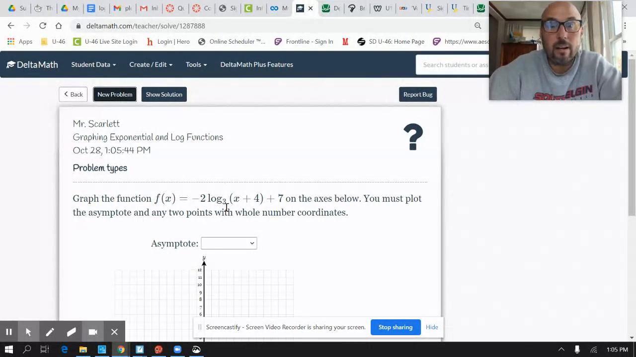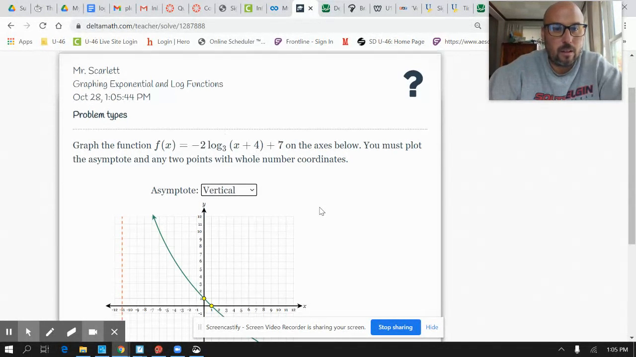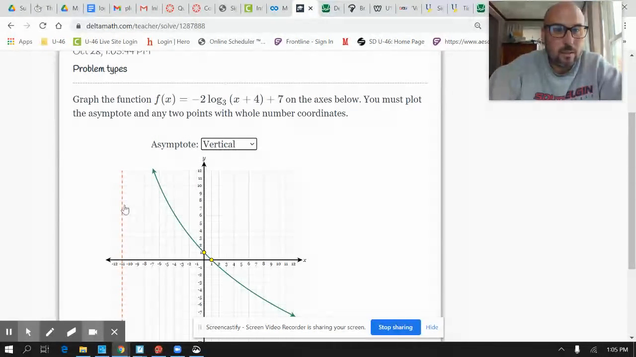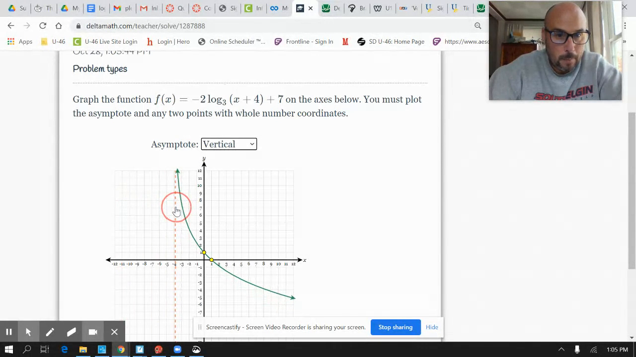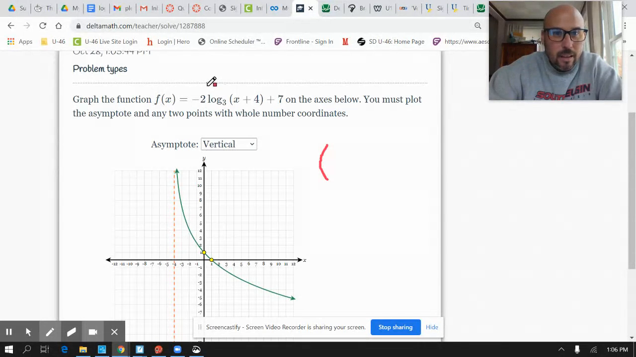Another log, and another base 3. Okay, so this one has a little bit more detail. It's moving to the left 4. All logs have a vertical asymptote. This one is at x equals negative 4. And then I need to find just a couple of ordered pairs. Well, what's a good choice for x? And just your eyeballs are on this logarithm. So you would love to have log base 3 of 1 because we know that's 0. And to get that, x would have to be negative 3.